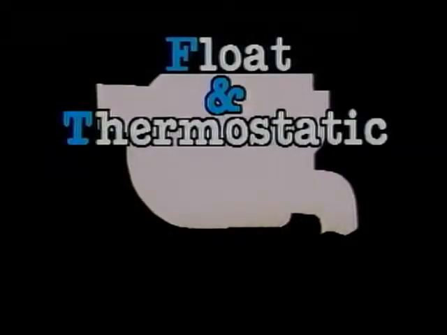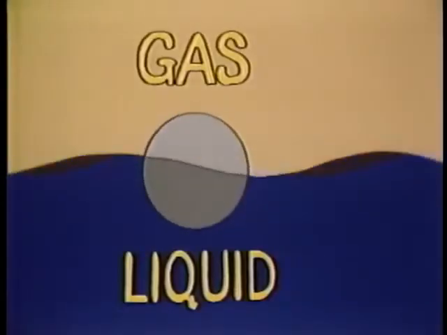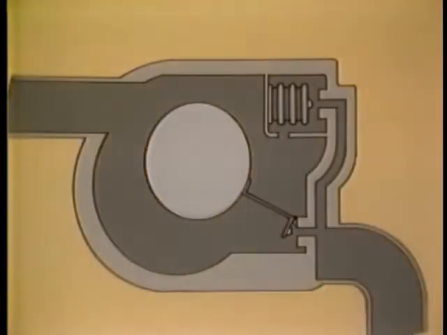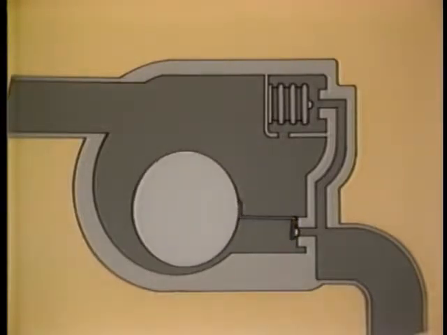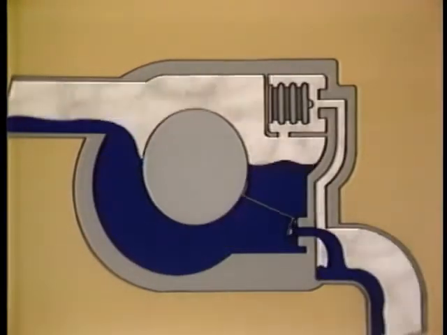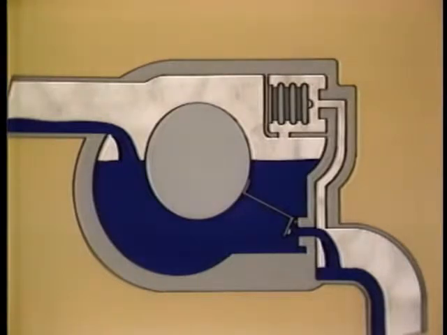Float and thermostatic traps offer a combination of mechanical and thermostatic operation. A closed float is used to sense the density difference between a gas and a liquid. The float is attached to one end of a lever which pivots inside the trap. At the opposite end of this lever is a valve that is seated when the float is at rest. Condensate enters through the inlet near the top of the trap and raises the float, opening the valve. The condensate drains from the trap through the outlet near the bottom, leaving a condensate seal between the inlet and the valve.